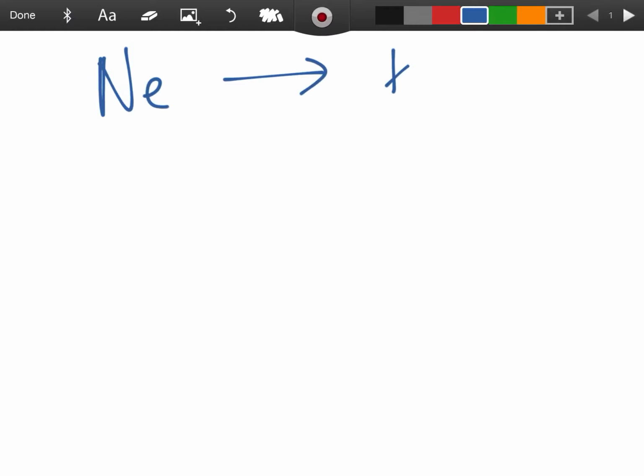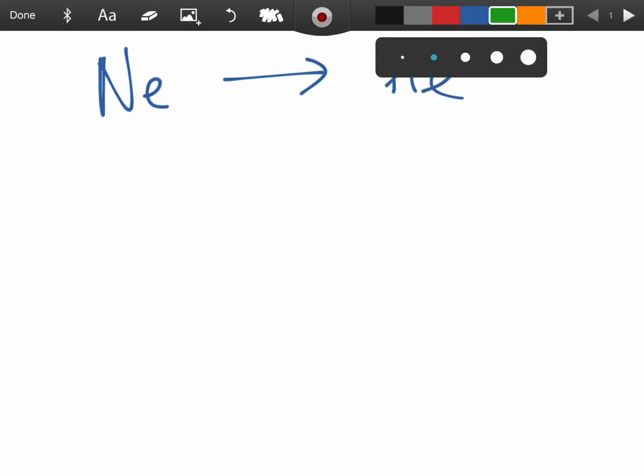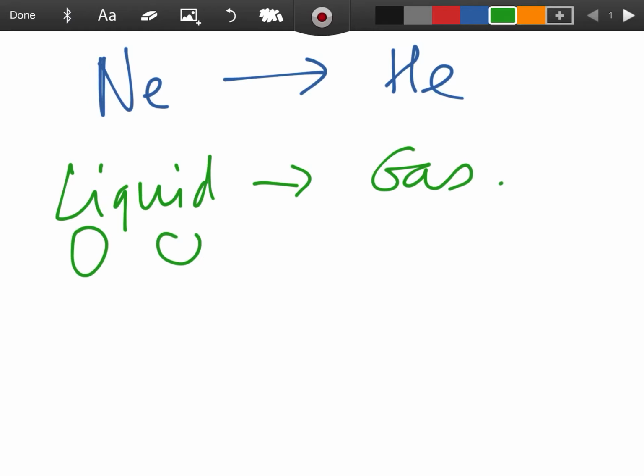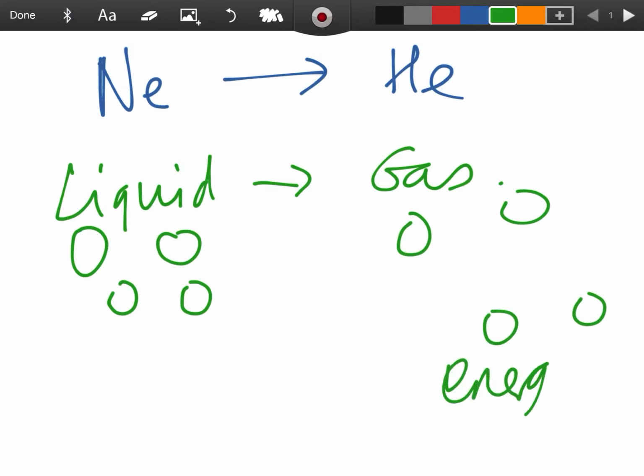So one typical exam question would be, explain why the boiling point of neon is higher than the boiling point of helium. Now remember when you were in first year and you talked about boiling something, you're turning a liquid to a gas. Remember how particles of a liquid are arranged slightly close together, but particles of a gas are spread out and they're moving quickly independent of each other. So they have more energy, the particles have more energy, so they're able to do that.